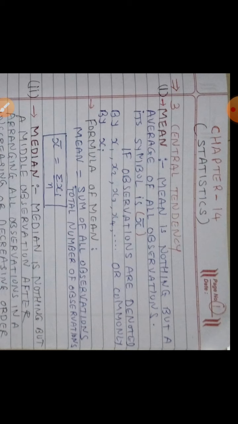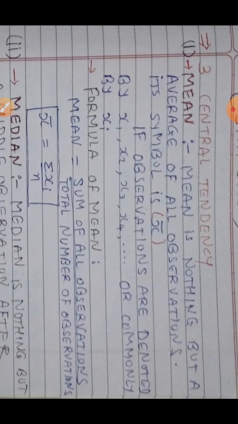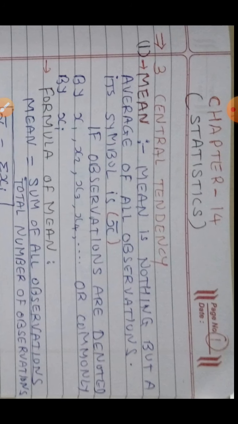Now, three central tendency. What is meant by central tendency? Central means related to the center. Tendency means inclination. So a measure that lies in the center, related to that is called central tendency.